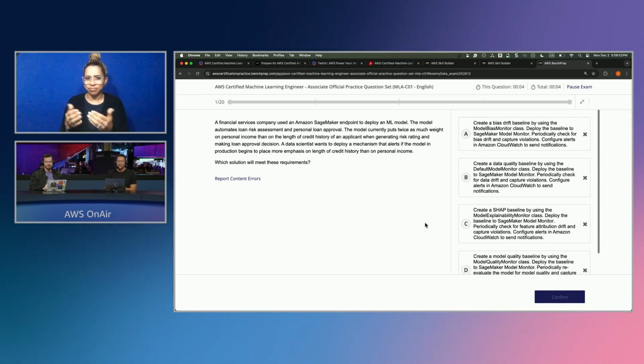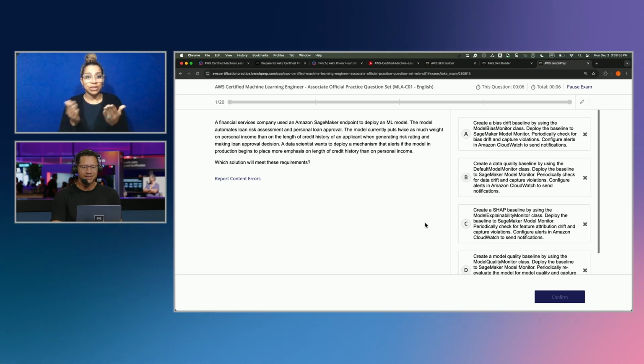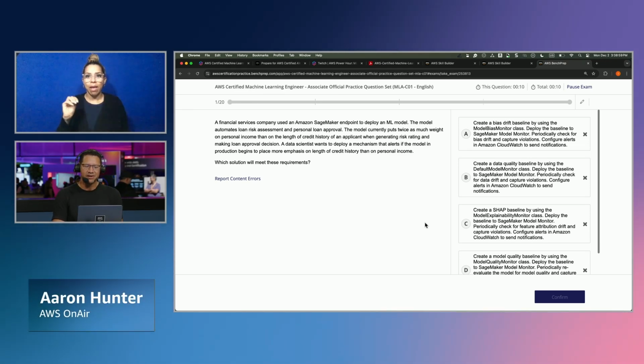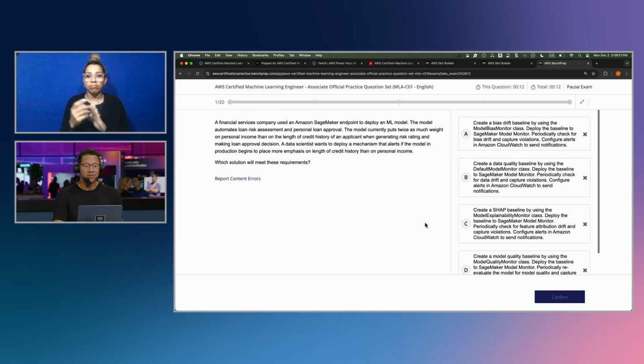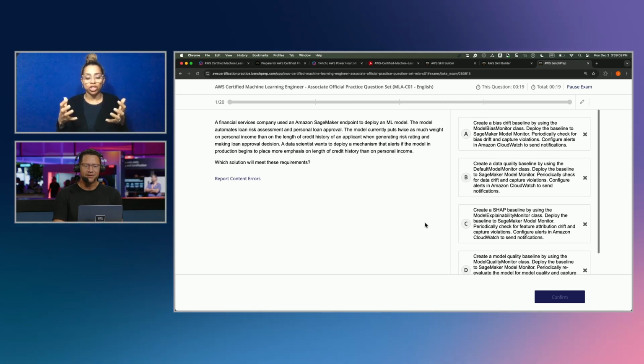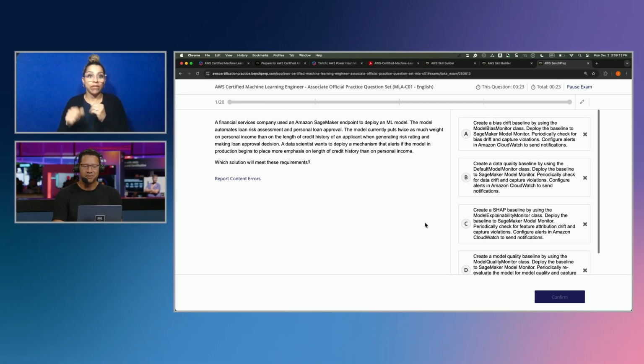The first question reads, a financial services company used an Amazon SageMaker endpoint to deploy an ML model. The model automates loan risk assessment and personal loan approval. The model currently puts twice as much weight on personal income than on the length of credit history of an applicant when generating risk rating and making loan approval decision.